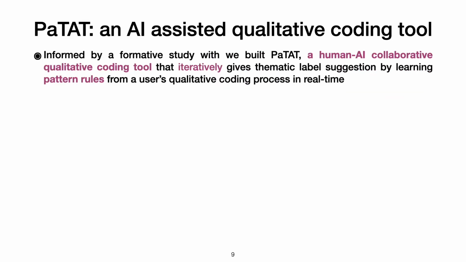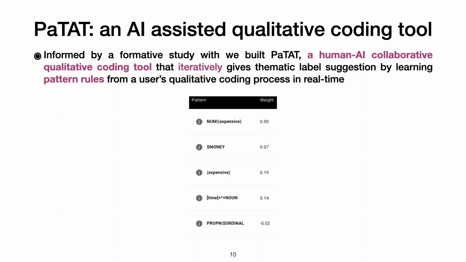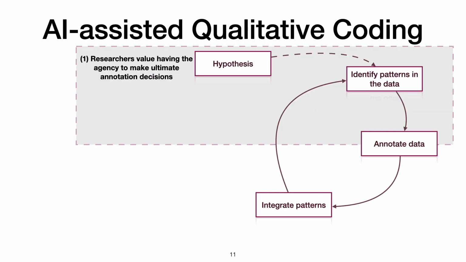Informed by a formative study, we built PaTAT, a human AI collaborative qualitative coding tool that iteratively gives thematic label suggestions by learning pattern rules from a user's qualitative coding process in real time. In our formative study, we were able to identify 4 key features that researchers value in AI-assisted qualitative coding.